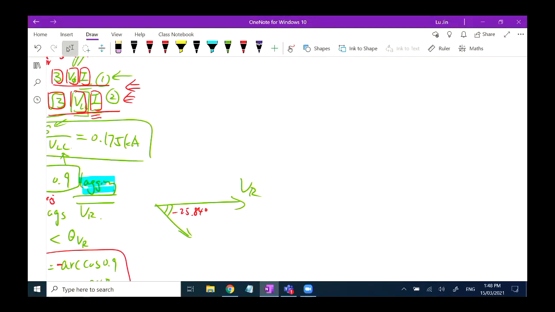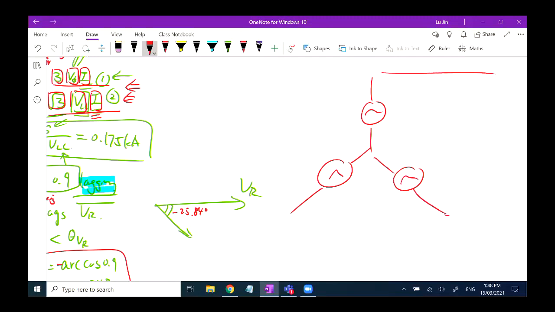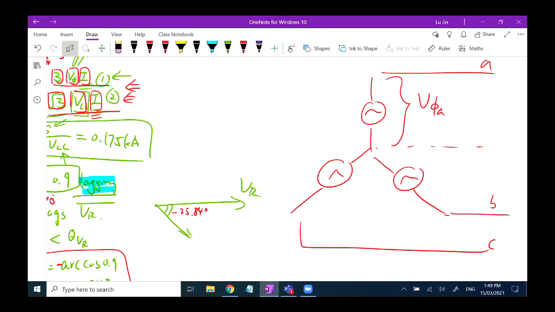Okay, line to line voltage. So let's see how this works. We are assuming all the connections are in Y pattern. So that's the generator here, and we have some transmission cables like this: phase A, phase B, phase C, and sometimes you have a neutral here. The phase voltage is the voltage of a transmission line relative to neutral. VA, VB, and so on.